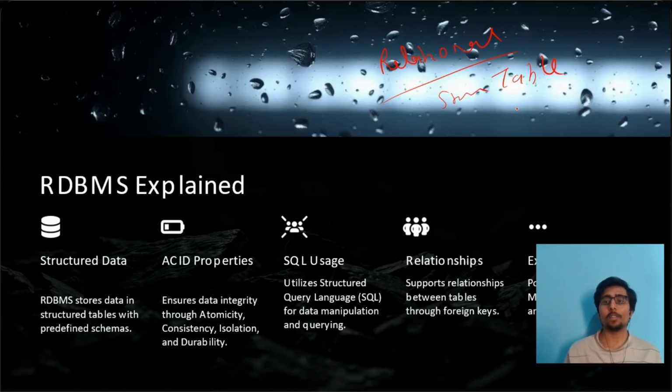What is the ACID principle, I will discuss in the next video. But as of now, you can just understand that ACID means atomicity, consistency, isolation, and durability. It is actually a process of transactions. I will not go into that depth because I'm going to cover it later.